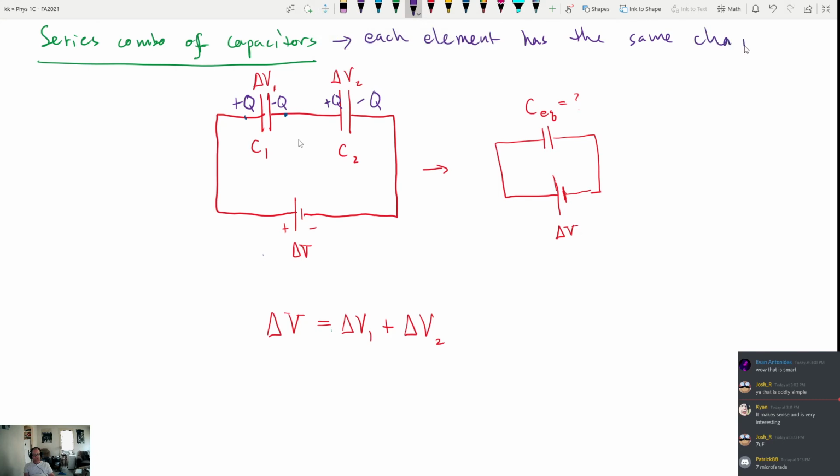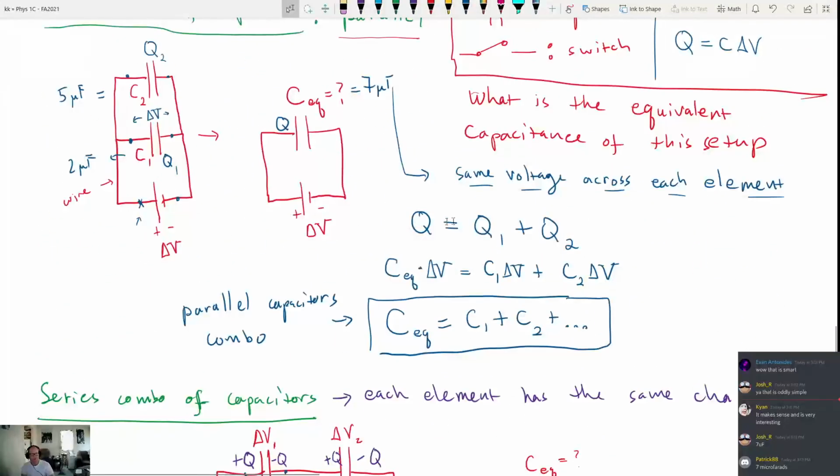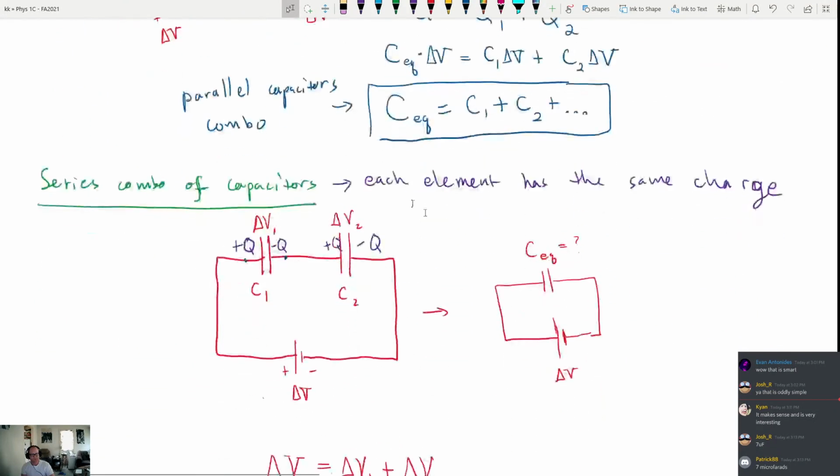Voltages are different, charges are the same. These are the two things that distinguish series versus parallel, okay? Parallel, you get the same voltage across each element. For series, each element has the same charge. So parallel, same voltage; series, same charge.